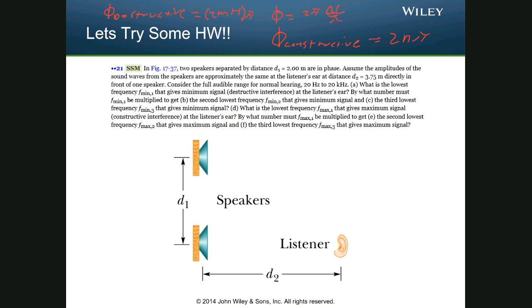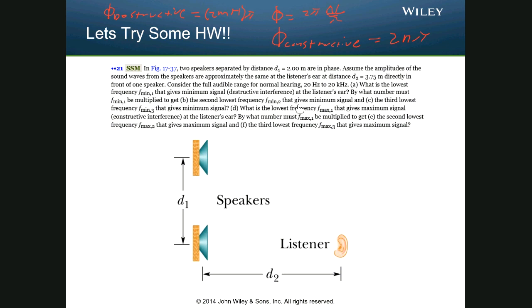So let's read the problem again and see what we have, what we don't have, and how we want to start. Two speakers, and we can see the speakers here, are separated by this distance d1. And we have here this distance from one ear to one of the speakers, d2. It says the amplitudes of the sound waves from the speakers are approximately the same. Fine. It gives you a number for d2. And we want to consider the full audible range for normal human hearing.